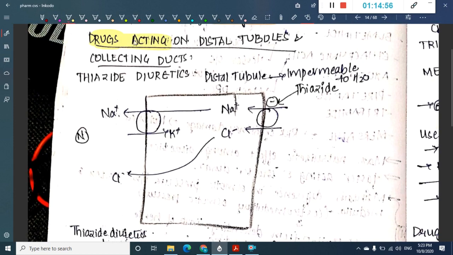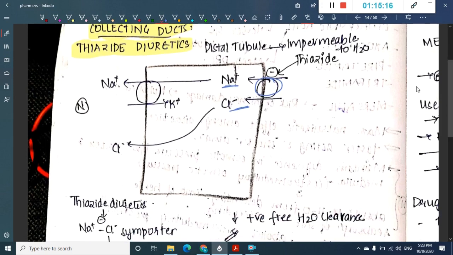Let us learn about the drugs which are acting on distal tubules and collecting ducts. The first drug is thiazide diuretics. Where does thiazide diuretic act? This acts on the distal tubule, and the main transporter is the sodium chloride symporter. What does this do? This results in absorption of sodium and chloride from the lumen to the blood.